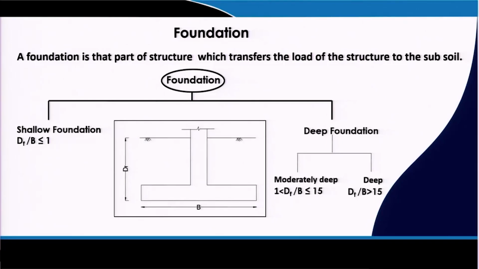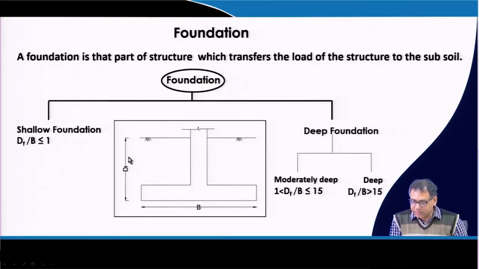Now, generally the foundation can be divided into two parts, shallow foundation and deep foundation. We can say it is a shallow foundation when the depth of the footing is less than or equal to the width of the foundation. So, this is the width B and this is the depth of the foundation. Now, a deep foundation one can say is moderately deep if the depth is up to 15 times the width, and if it is more than 15 times the width, then it is called deep foundation.